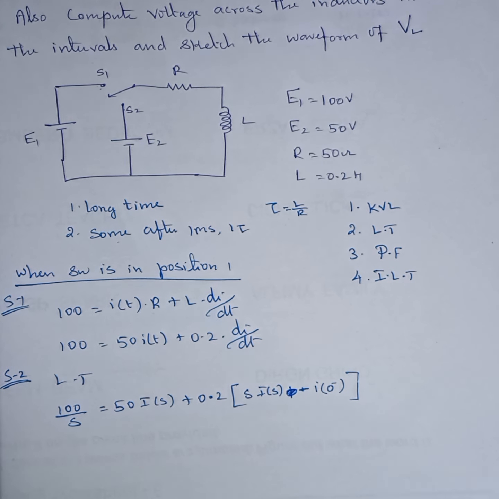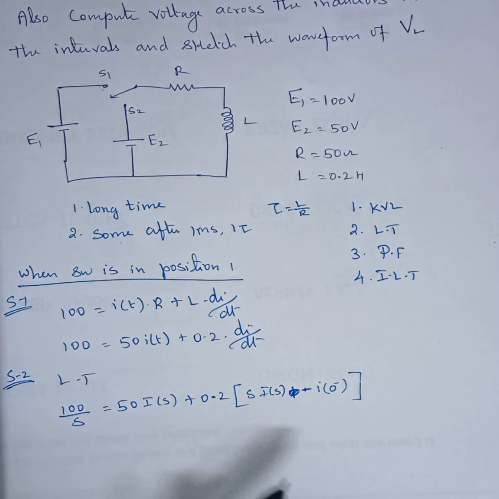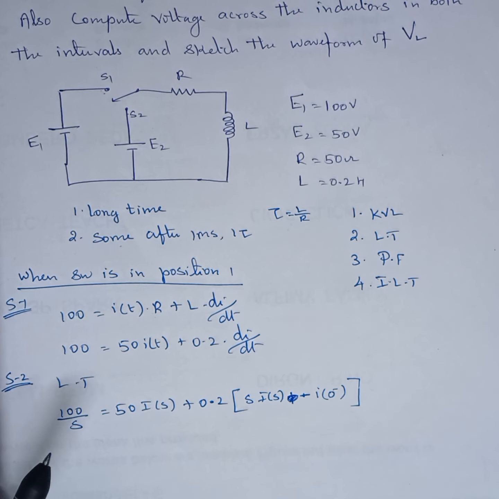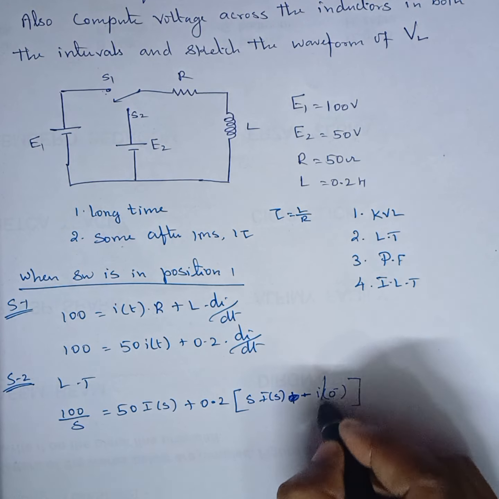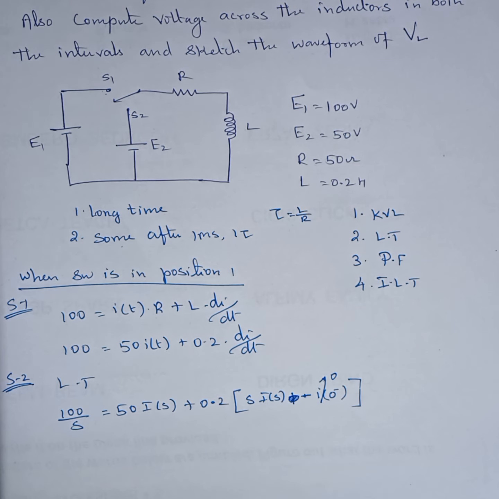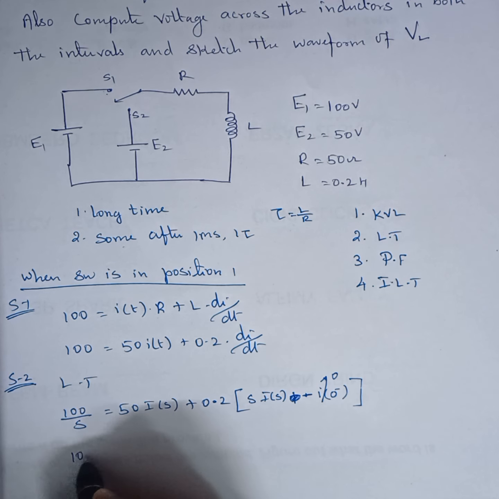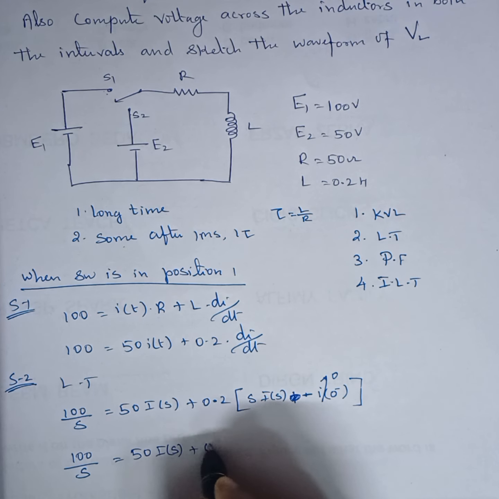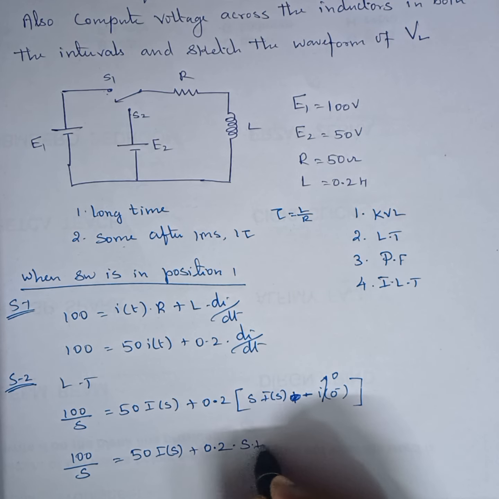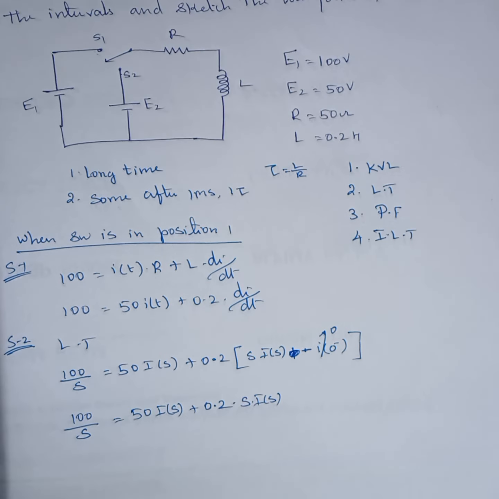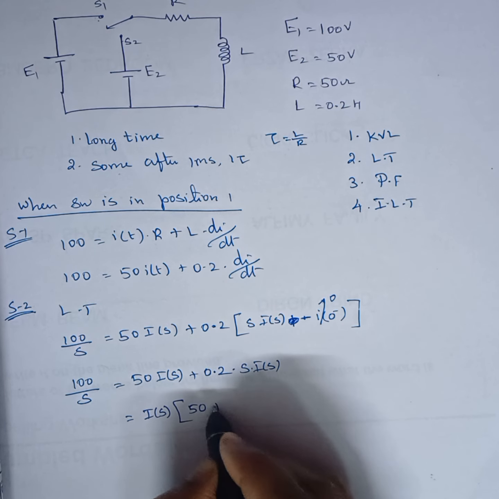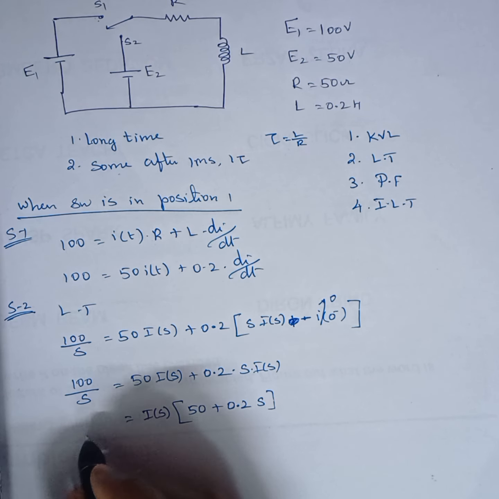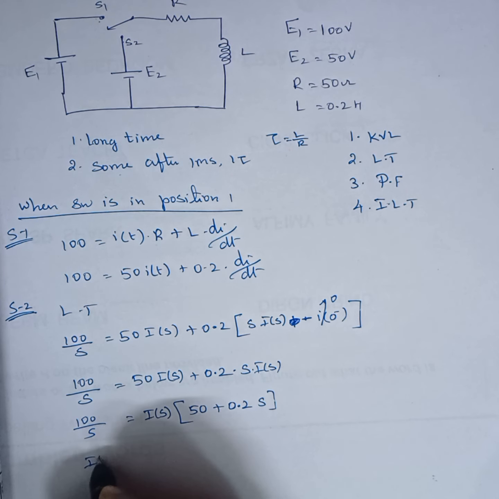As per the problem, the switch is closed at time t equal to 0. So this value will be 0 initially, for the first switch. So what is left? You have to write 100 by s is equal to 50 I(s) plus 0.2 s into I(s). Correct? We take I(s) as common. So I will get 50 plus 0.2 s, equal to 100 by s. Now I need I(s).